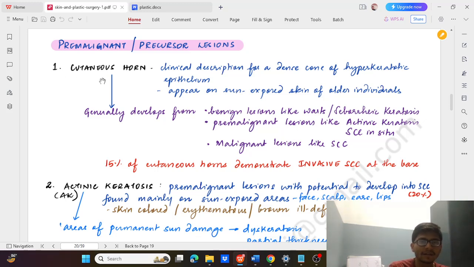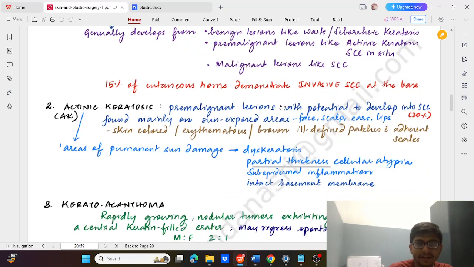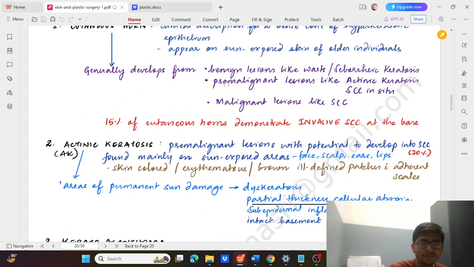That is one, cutaneous horn. It is a dense cone of hyperkeratotic epithelium. A lot of hyperkeratotic epithelium gets deposited. Where is it seen? In sun exposed areas, in old individuals. It generally develops from warts and seborrheic keratosis, or pre-malignant lesions like actinic keratosis or SCC in situ, or malignant lesions like SCC even. So 15% of the cutaneous horns have invasive SCC at the base, so we have to be careful.